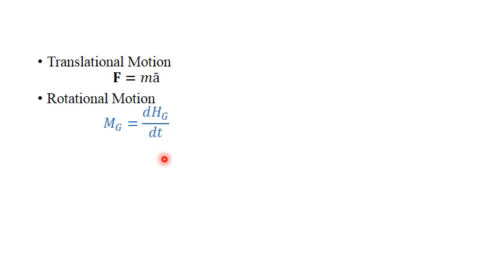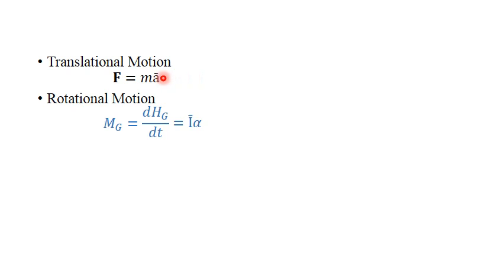Now, in a planar setting, we can define angular momentum as the product of mass moment of inertia, which we've been introduced to already in first year mechanics, as well as angular acceleration. So our final equation for rotational motion is the sum of moments about center of mass G is equal to the mass moment of inertia times the angular acceleration.